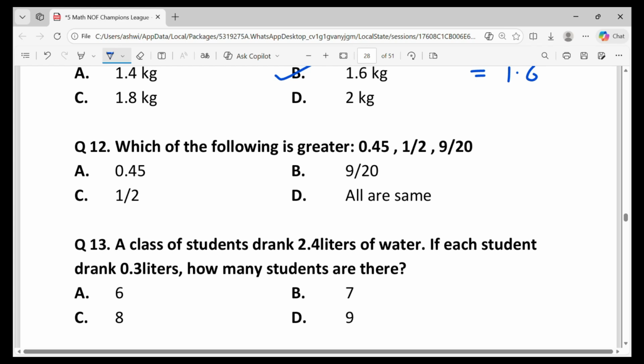Question 12. Which of the following is greater? Converting all the values into decimal. 1 by 2 is equal to 0.5 and 9 by 20 is equal to 0.45. Comparing all three values, the greatest is 0.5, that is 1 by 2, that is option C.